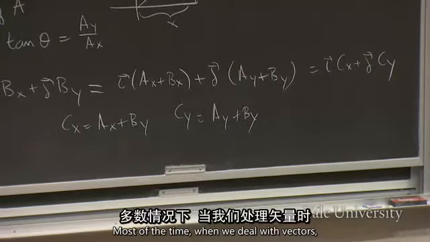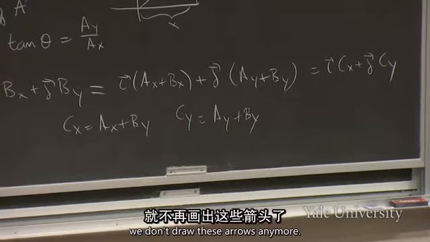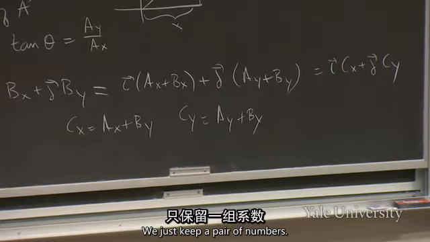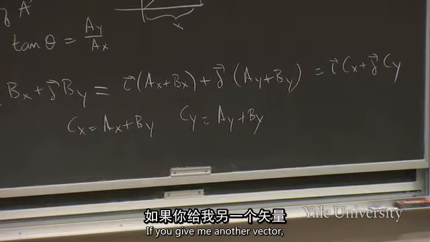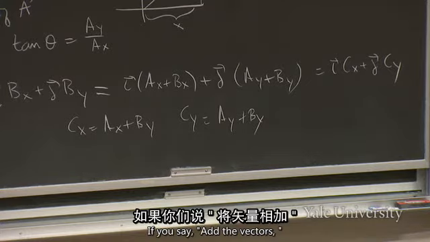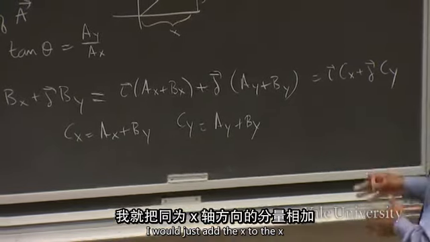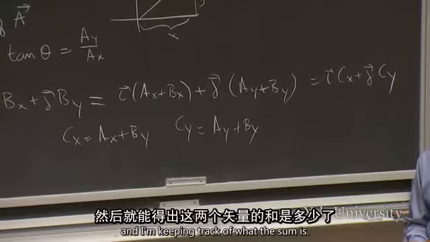So most of the time when we deal with vectors, we don't draw these arrows anymore. We just keep a pair of numbers. And if you give me another vector, that's another pair of numbers. And if you say add the vectors, I will just add the x to the x and the y to the y, and I'm keeping track of what the sum is.